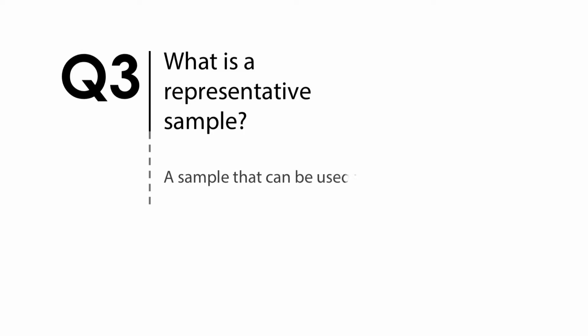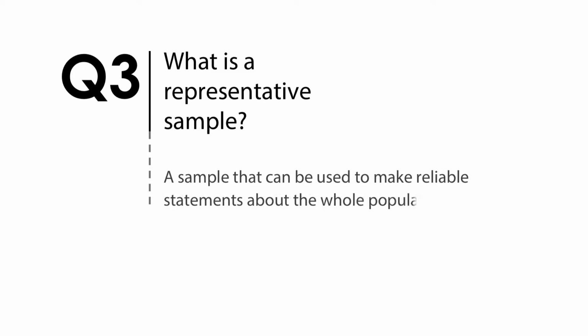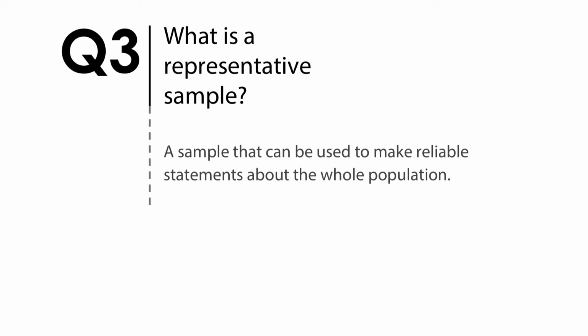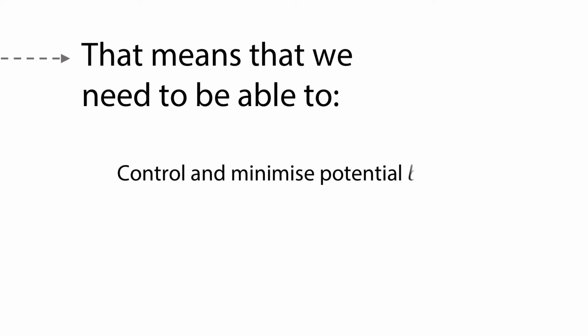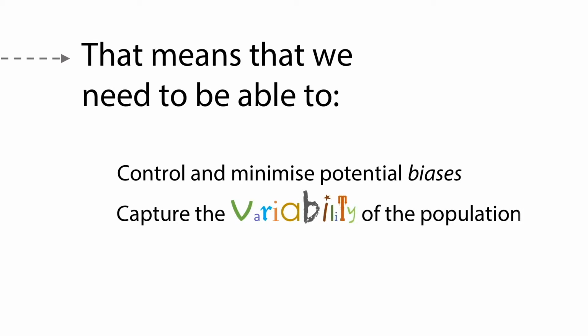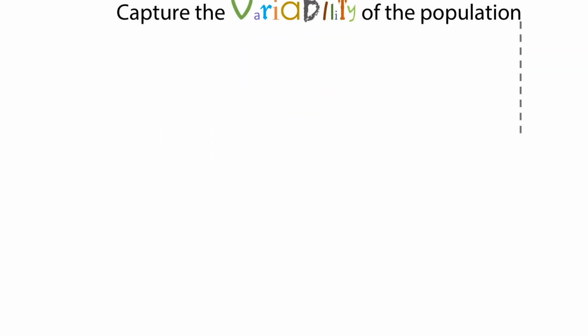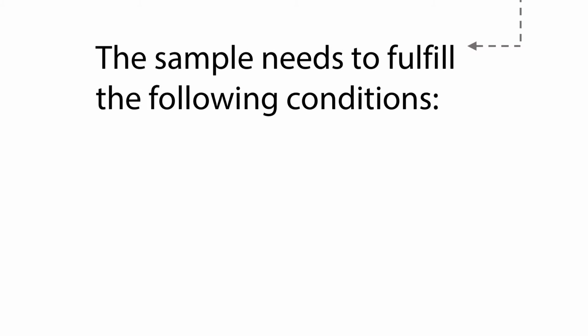It is a sample that can be used to make reliable statements about the whole population. That means that the process of selecting the sample must have safeguards that ensure we are able to control and minimize potential biases, and to capture the variability of the population as well as possible. To achieve this, the sample needs to fulfill the following conditions.